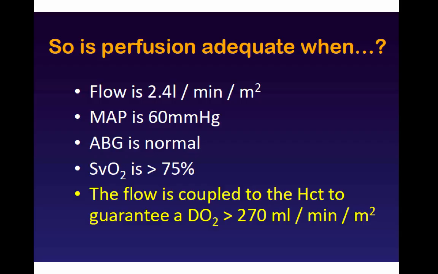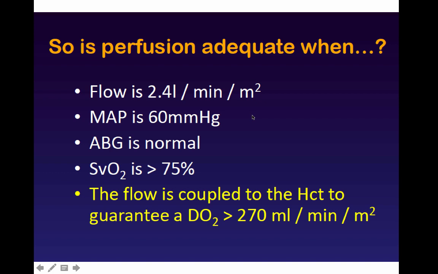But that problem does lead us to adding another dimension to this adequacy paradigm. And that is the flow is coupled to the hematocrit to guarantee that the oxygen delivery is greater than 270 mLs per minute per meter square of the patient. And I know we've gone over that, but I want to emphasize that again. This is becoming more and more understood to be an evidence-based parameter that we can use together with these others.